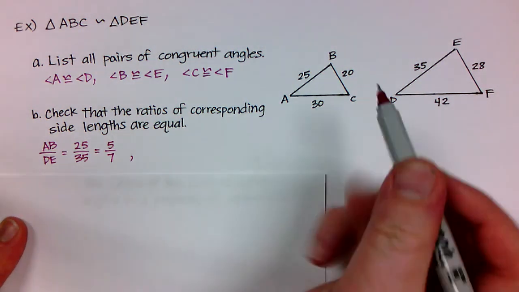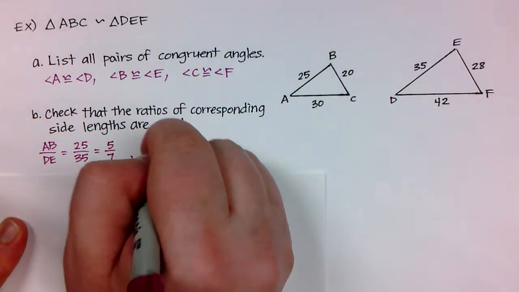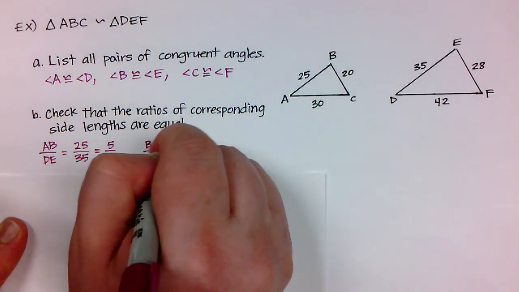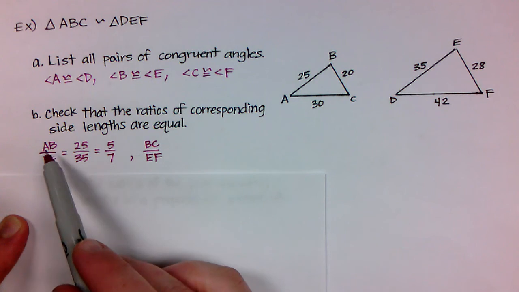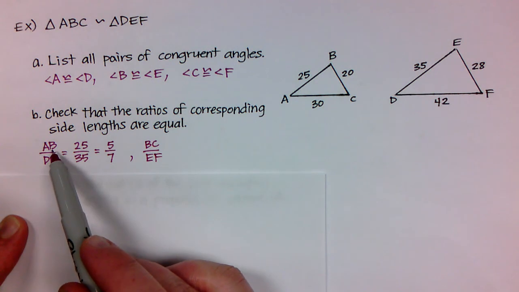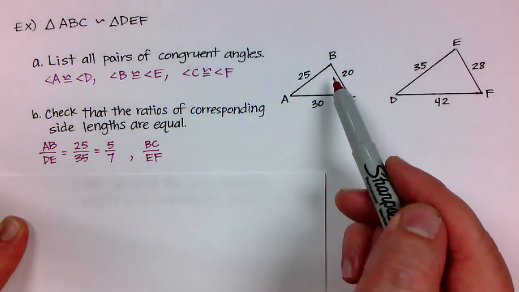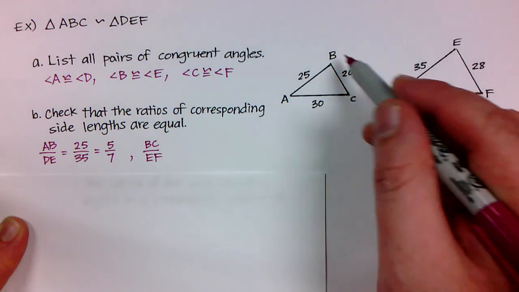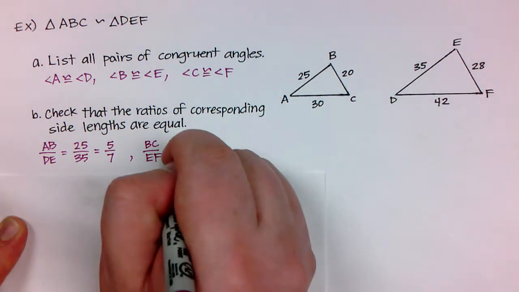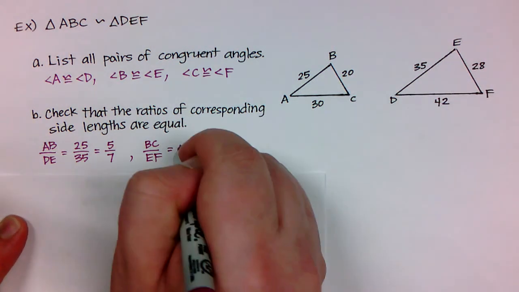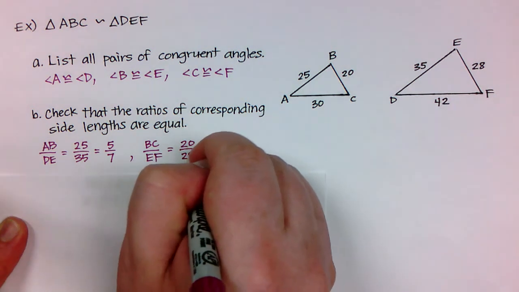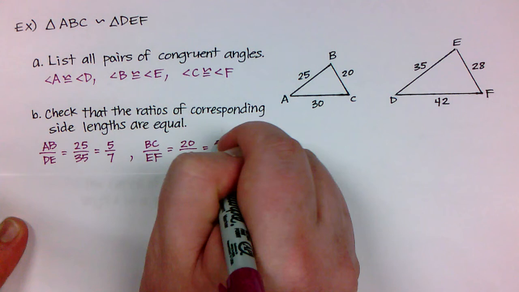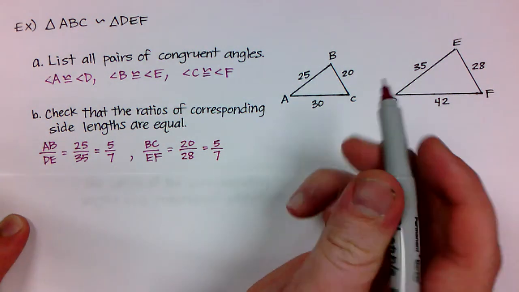Let's see what else we can compare. BC to EF. One thing that I want you to notice is that the first one that I choose was from ABC, so the first one I choose again needs to come from ABC. So BC measures at 20 and EF measures at 28. And when I divide both of those by 4, I'm going to get the ratio 5/7 again.